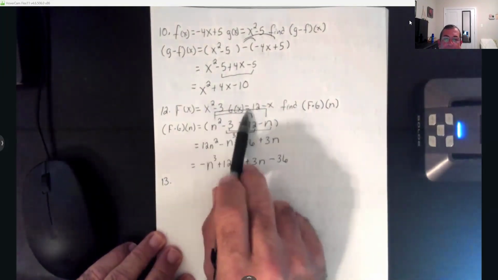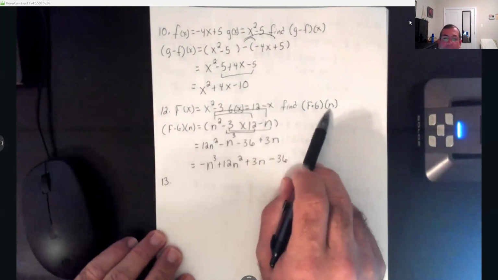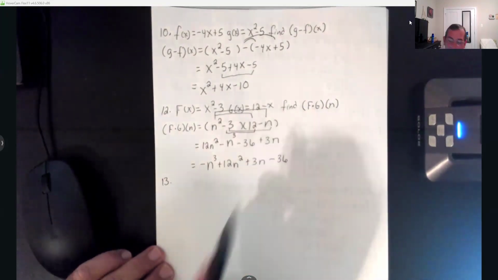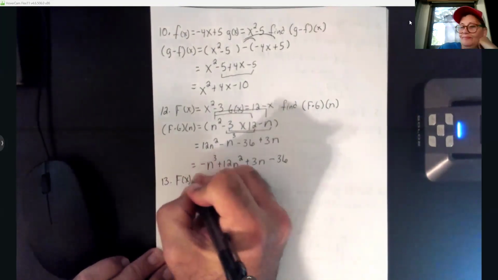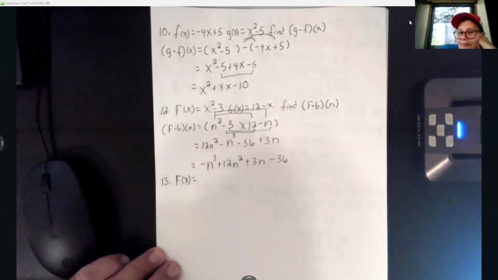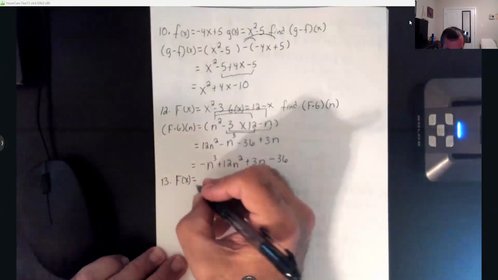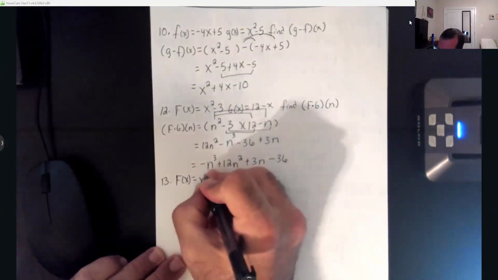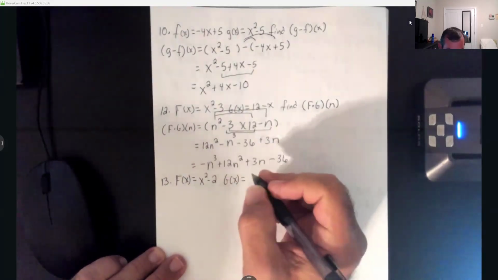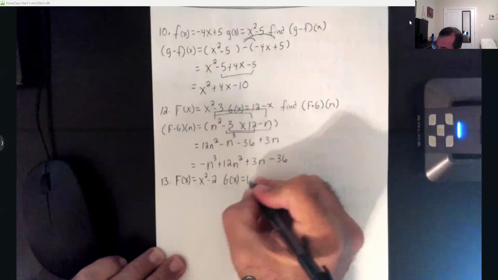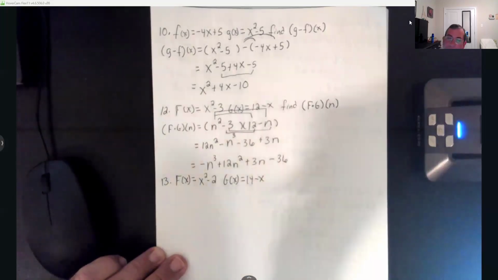So y'all just be aware of that. If you've got f of x and g of x and they gave you an n here, you've got to throw them in there. Well, how about f of x equals x squared minus 2, and g of x equals 14 minus x?